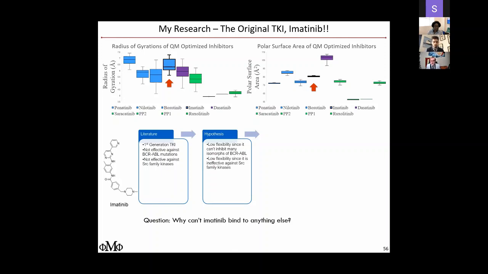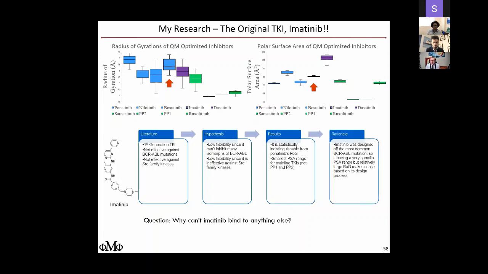My hypothesis is it should have relatively low flexibility, but it was statistically indistinguishable from ponatinib's radius of gyration, and it had the smallest polar surface area range for mainline tyrosine kinase inhibitors. So it's suggesting that it does have a really small number of conformations it can take, but I'm not fully confident in that answer because it was so similar to ponatinib, which should be different theoretically because one is really good at everything and one is not very good at everything. So kind of in the middle there.